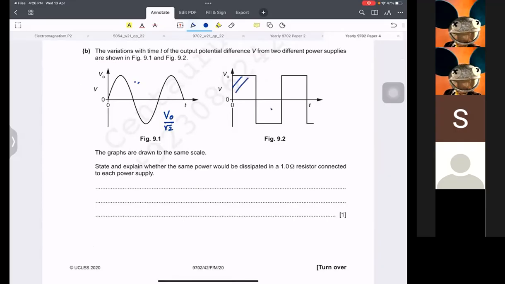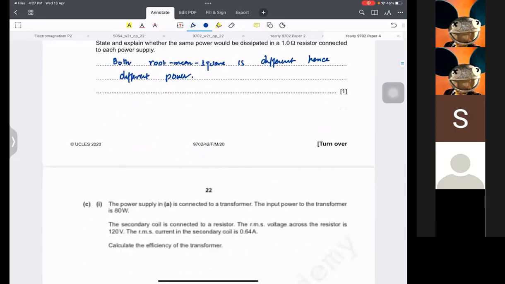In this one, we have to take V square and then the area under the graph and then the mean differently, right? So both root mean squares are different, hence different power. Okay, so you remember.